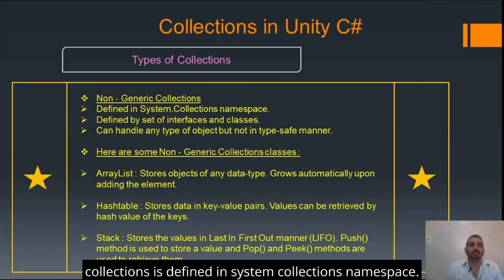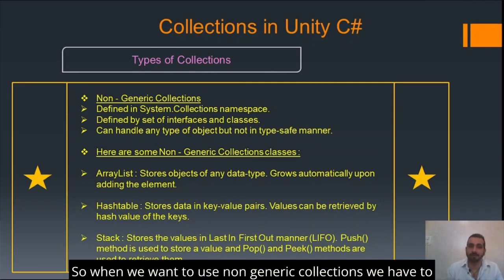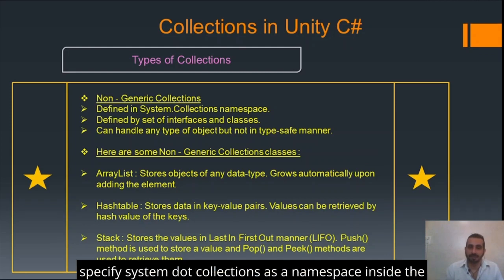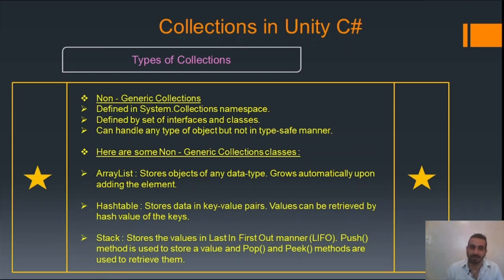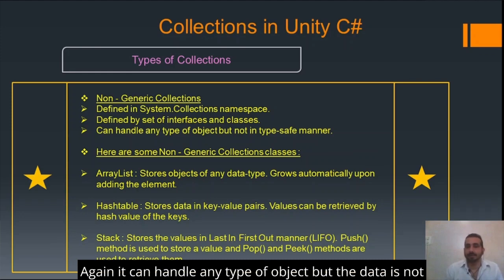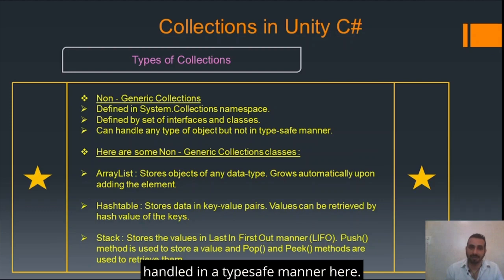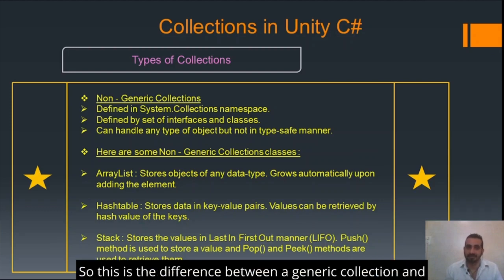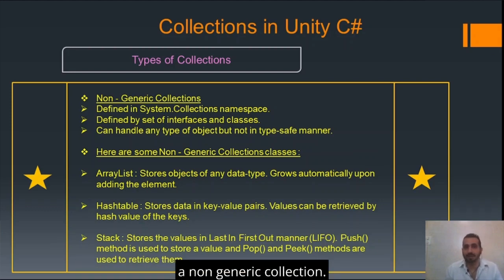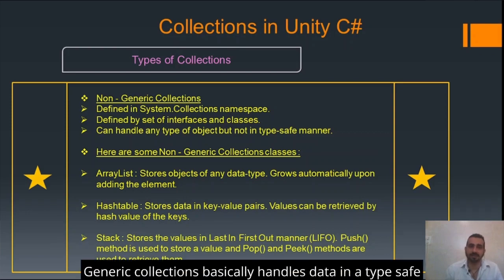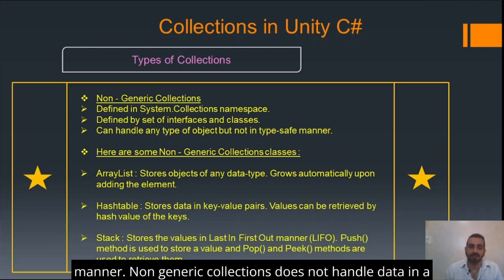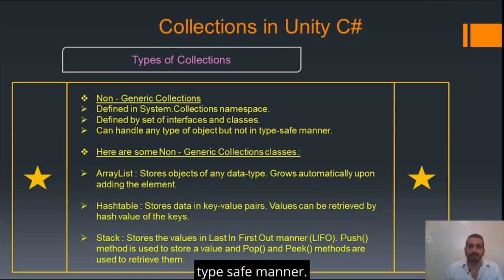What are non-generic collections? Non-generic collections are defined in system.collections namespace. So when we want to use non-generic collections, we have to specify system.collections as a namespace inside the script. It can handle any type of object, but the data is not handled in a type safe manner here. So this is the difference between a generic collection and a non-generic collection. Generic collections handle data in a type safe manner. Non-generic collections do not handle data in a type safe manner.